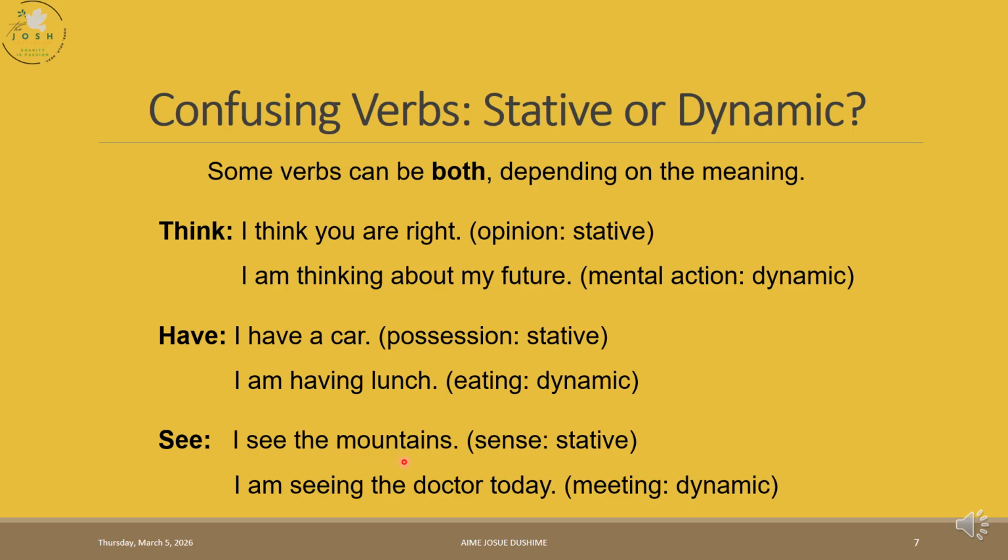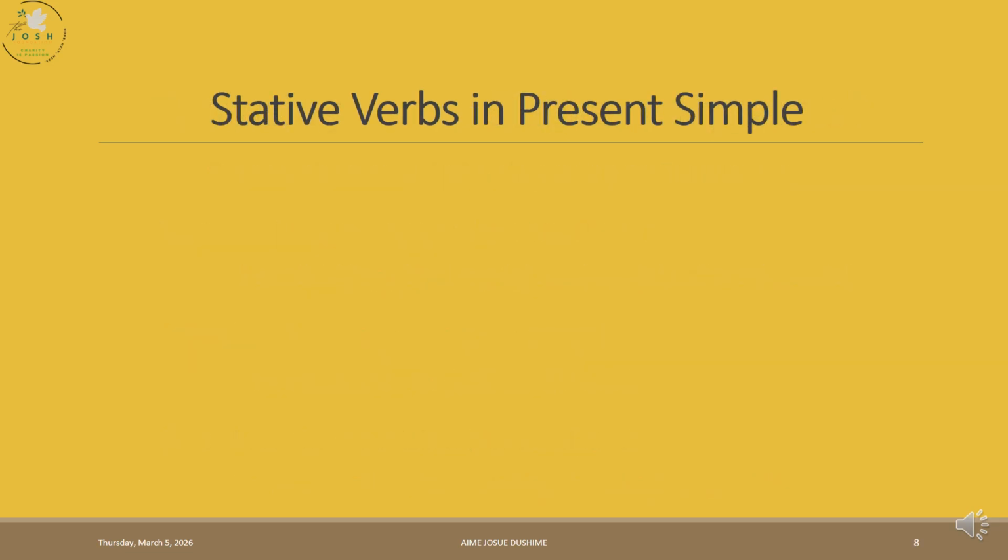I see the mountain. That's a sense. The eyes are doing the action. I see the mountains. That's a sense, a stative. I am seeing the doctor today. This time I am putting ing to mean this seeing is now an action, symbolizing meeting someone. I hope now you no longer have the confusion between certain verbs having both. It just depends on the meaning that you have.